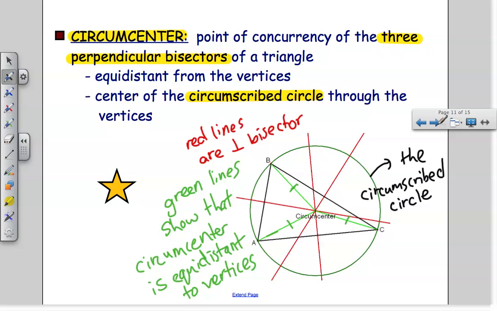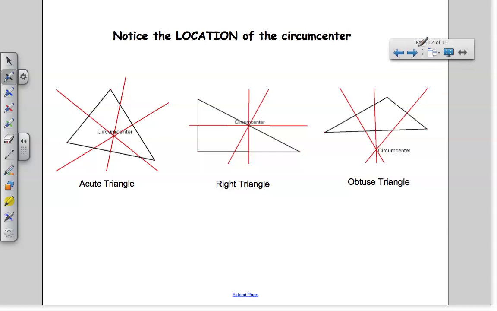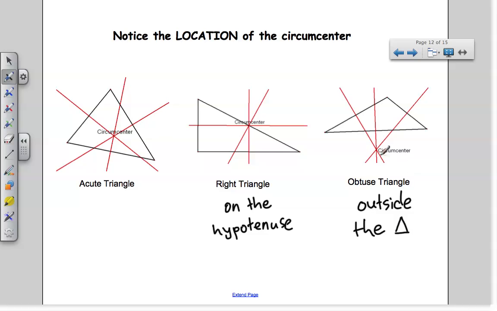Okay. On this next slide, I just am pointing out we did have the location of the circumcenter varying. In any acute triangle, that circumcenter will be located somewhere inside the triangle. In any right triangle, the circumcenter is on the hypotenuse of that right triangle, so it'll be opposite from that right angle. And this is, of course, the midpoint of that hypotenuse because it is a perpendicular bisector. In an obtuse triangle, it is outside the triangle. The circumcenter will be located somewhere outside. And I'll just write inside the triangle for acute.